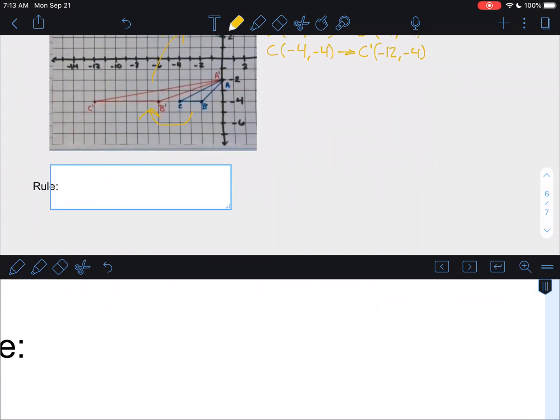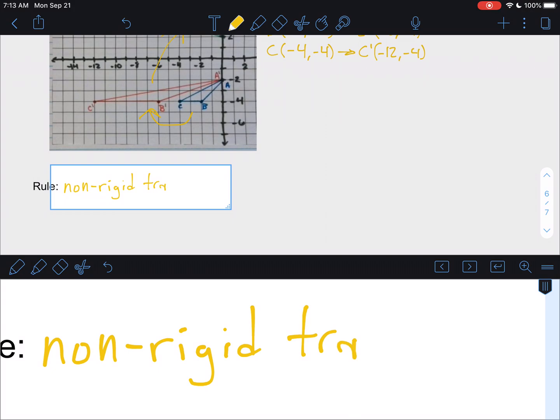So the first rule that we'll write is non-rigid transformation with horizontal stretch factor of 3. Why did I write an F?